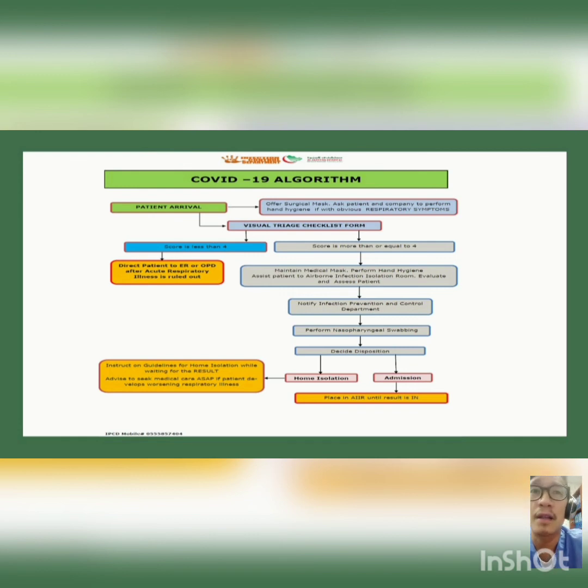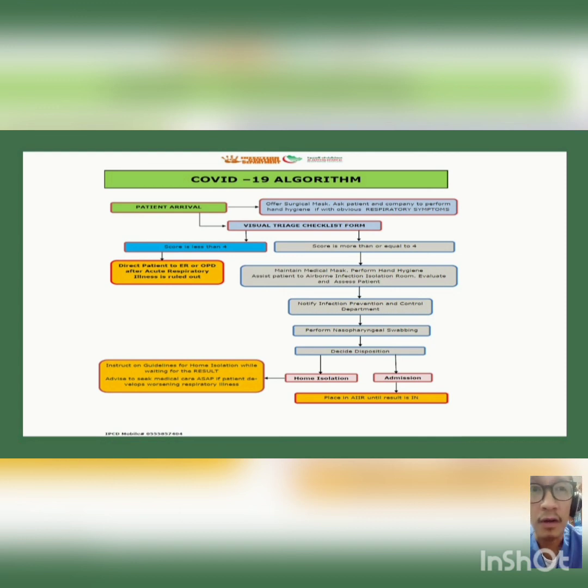So this is the algorithm for our COVID-19. So patient arrival, offer surgical mask, ask patient and companion to perform hand hygiene. If with obvious respiratory symptoms, then do your visual triage checklist form. If score is less than 4, direct patient to ER or OPD after acute respiratory illness is ruled out. If score is more than or equal to 4, maintain medical mask, perform hand hygiene, assist patient to airborne infection isolation room, evaluate and assess patient, notify infection prevention control department, perform nasopharyngeal swabbing, decide disposition whether home isolation or admission.